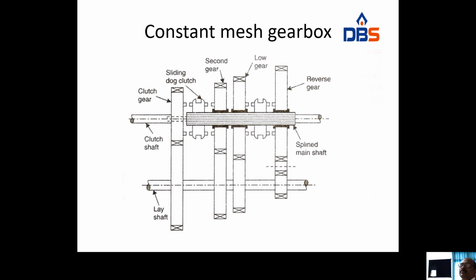But the gears cannot be moved. Gears are constantly meshing with the other gear. The lay shaft gears are constantly meshing with the main shaft gears. So gears are fixed. Only with the help of the dog clutch we are selecting the gear ratio. Like this in the constant mesh gearbox, only with the help of the sliding motion of the dog clutch, we can engage the gear. This is a very simple one, very easy. There is no noise, there is no vibration, and wear and tear will be very light.